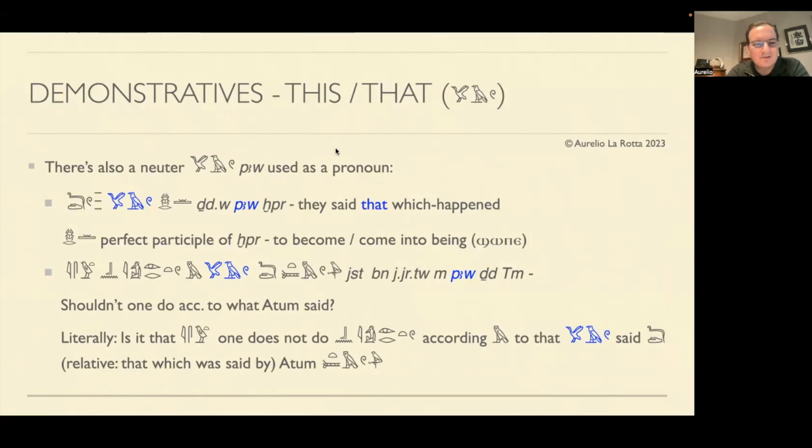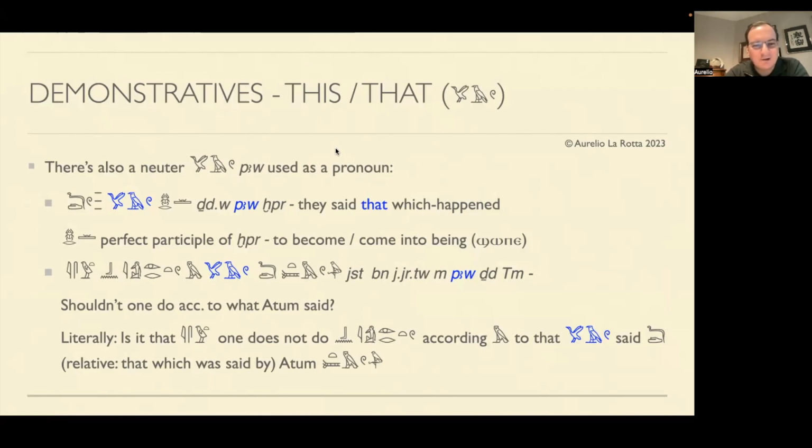So for example, jedu, which would be past tense, "they said," right? The suffix pronoun comes after. So jedu, "they said." Pau, "they said this or that." And then you add a participle, cheper, from "to become" or "to come into being" or "to happen," becomes shope in Coptic. So jedu pau cheper, "they said that which happened." So that's one way how you can use this pau thing.